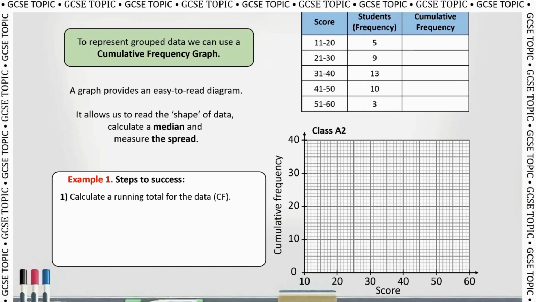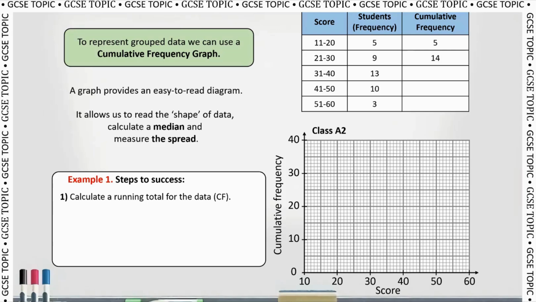So I will start with 5 as my first cumulative frequency. And because the frequency is cumulative, we are going to include all of the previous frequencies. This means adding together the previous cumulative frequency with the next group's frequency. So in order to work out the cumulative frequency for the score of 21 to 30, we will add 5 plus 9 together, which gives us 14.